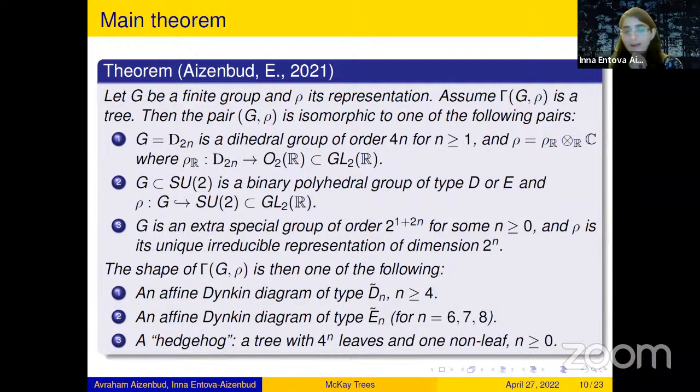And the shape of gamma in that case is one of the following. If we are dealing with G, which is either a dihedral group or a binary polyhedral group of type D, then our graph will be an affine Dynkin diagram of type Dn. If we are dealing with a binary polyhedral group of type E, then our McKay graph will be an affine Dynkin diagram of type En. And if you are dealing with this case of an extraspecial group, we'll actually get a graph which is a hedgehog. It has a lot of leaves and just one vertex which is connected to all of them.